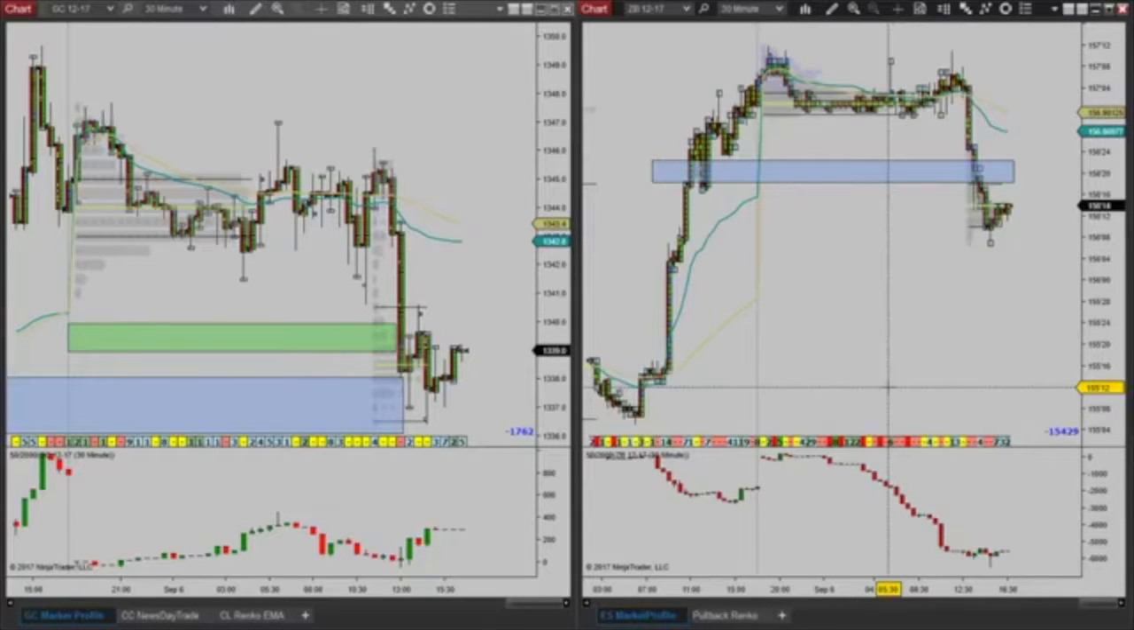You'll watch me use the indicators in order to find these areas of value where I want to get long and get short. And I'll also teach you the strategies that we use based on market profile every single day.